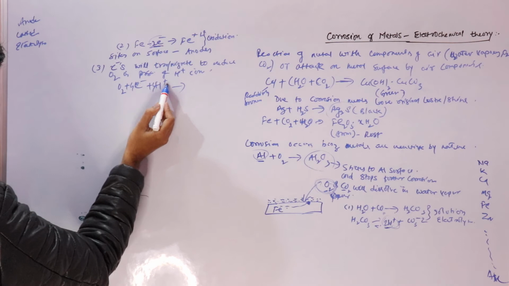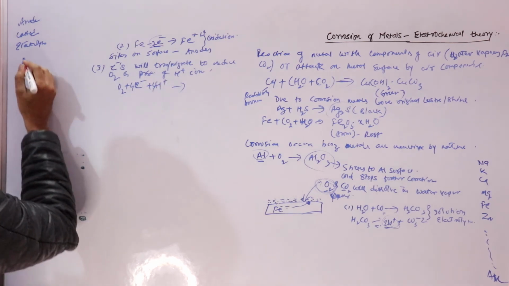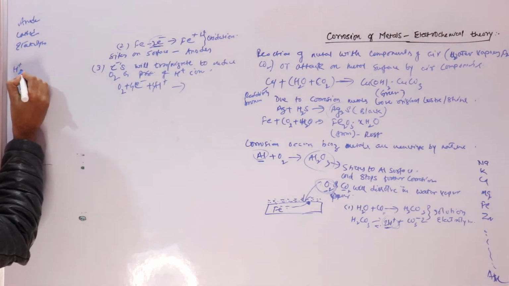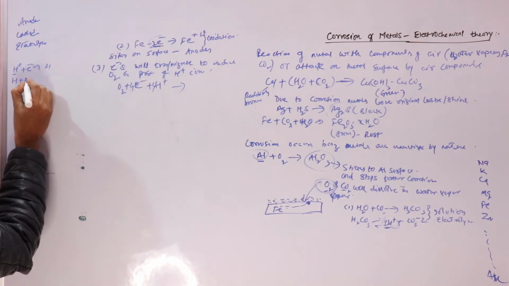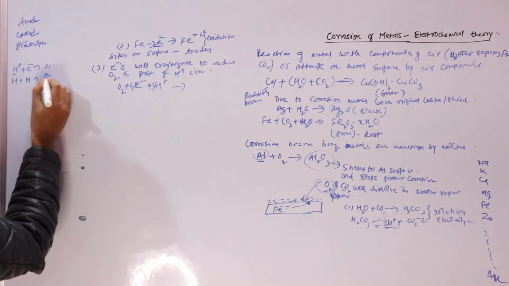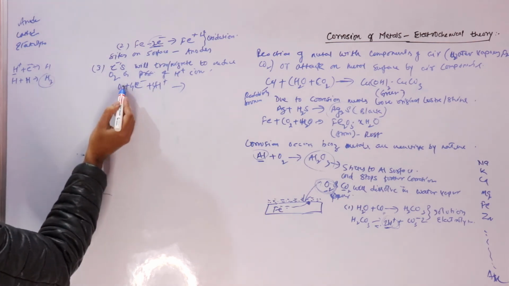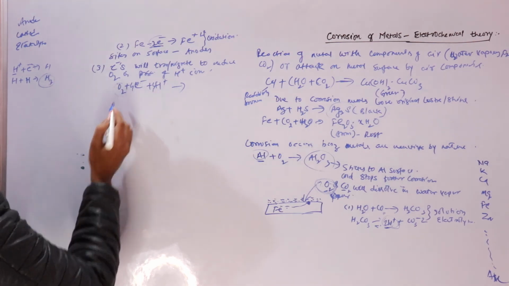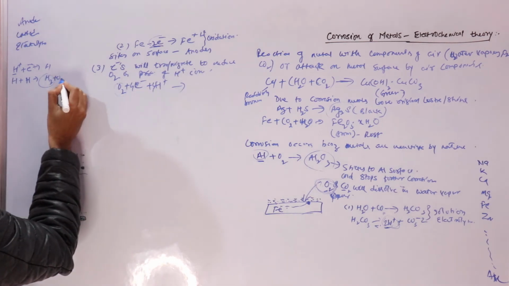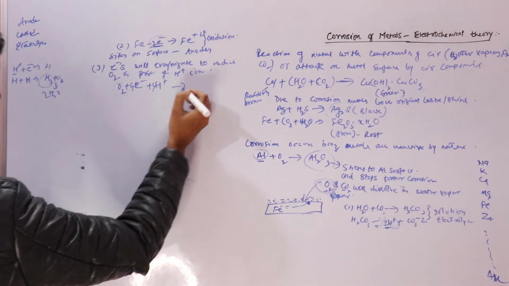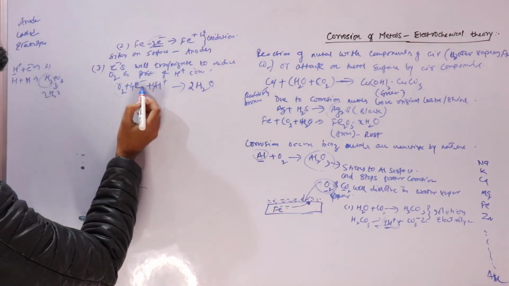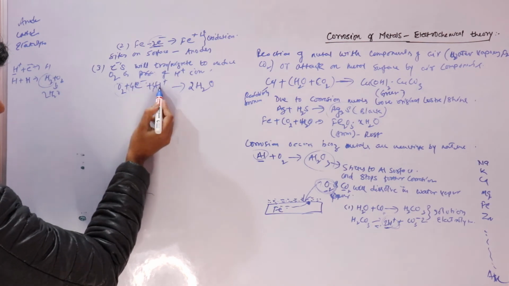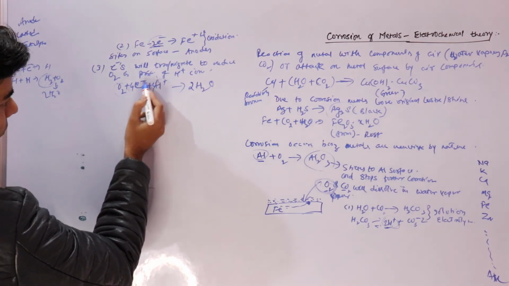These electrons would be accepted by hydrogen ions. Hydrogen ions will accept electrons to form hydrogen atoms. So similarly, 2 hydrogen ions will accept 2 electrons to form hydrogen gas. This hydrogen gas will react with oxygen to form water. Since reduction is taking place here, these electrons are accepted by hydrogen ions.